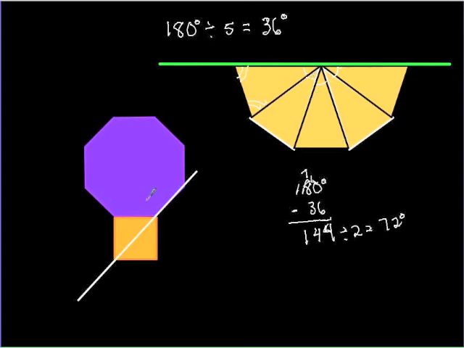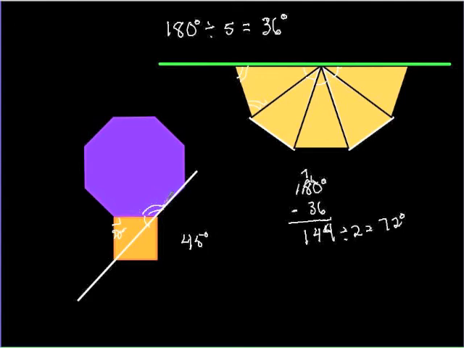Now, using this as a straight line, how could we determine what this angle is and what this angle is? Starting with our square, we know that a square has a right angle which is 90 degrees. Our straight line divided that square in half. So we only have half of a right angle here, which is 45 degrees, because 90 divided by 2 is 45.